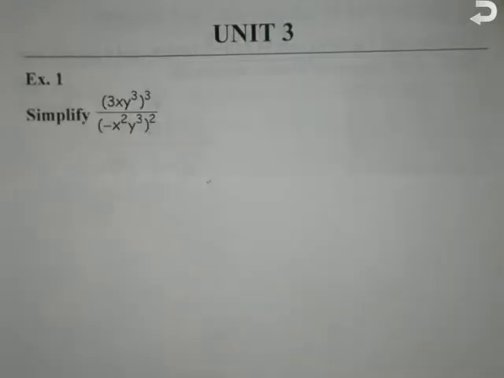Okay, guys, so for Unit 3, we worked with rules of exponents and factoring, just factoring, not solving. So let's look at a problem that deals with rules of exponents first. So I have (3xy^3)^3, all of that divided by (-x^2y^3)^2.